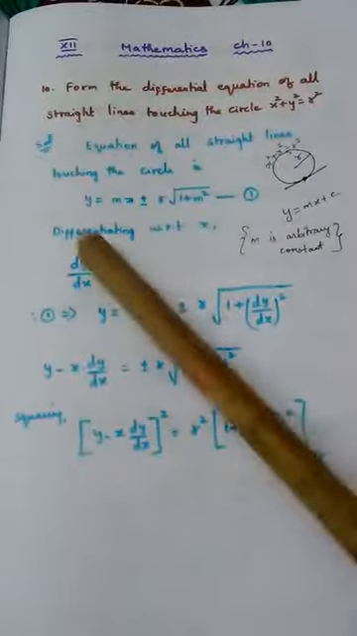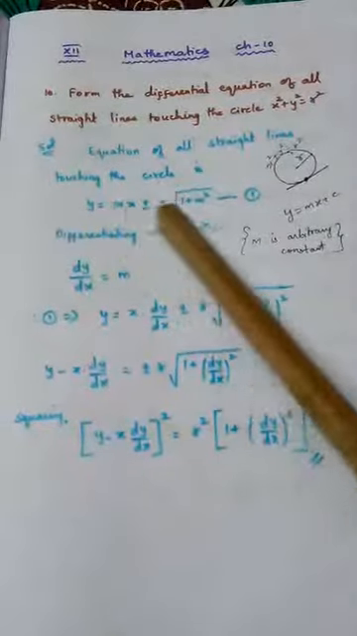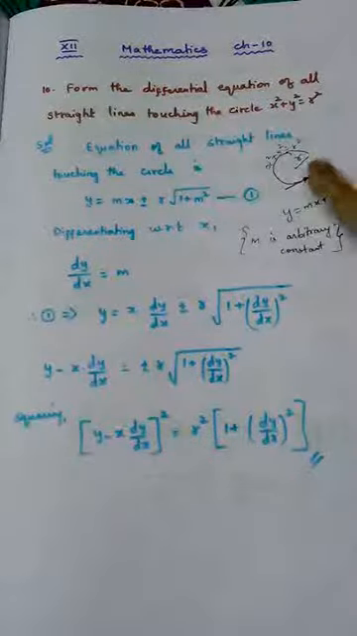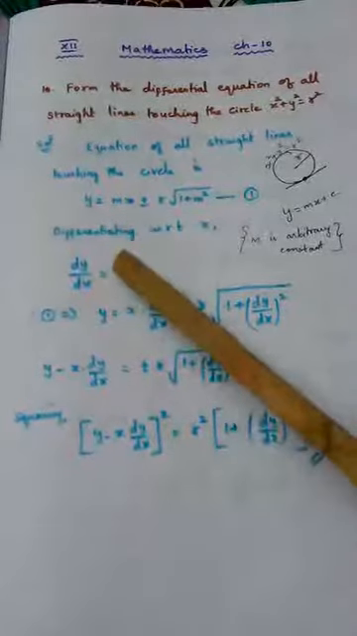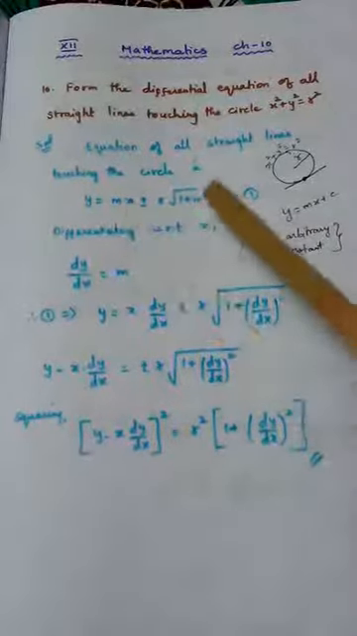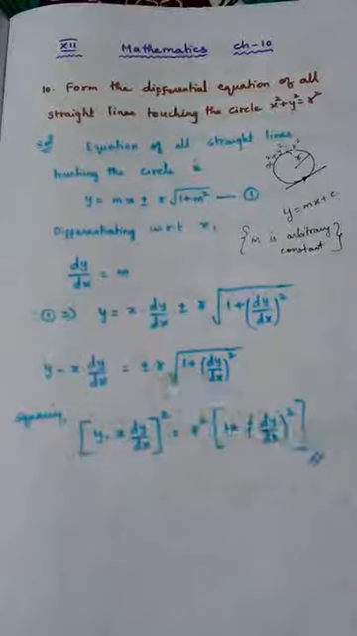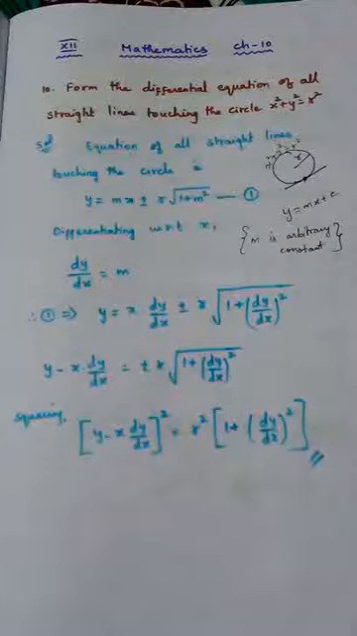What is the first equation? This equation represents a straight line which touches the circle, or a straight line which is a tangent to the circle. So differentiating this, we get dy by dx equal to m. In place of m in the first equation, replacing it with dy by dx, we get the required differential equation.